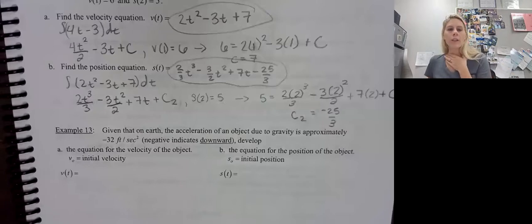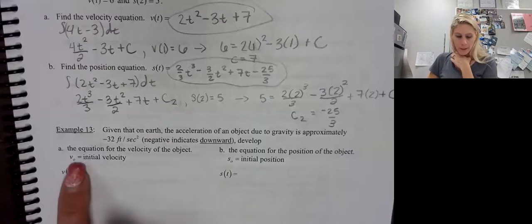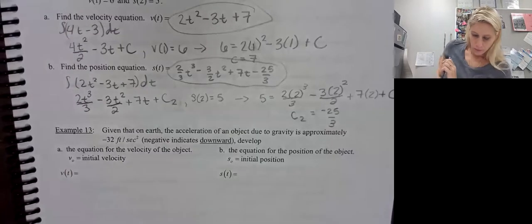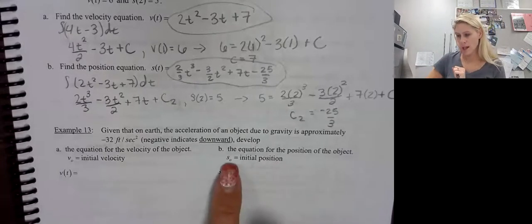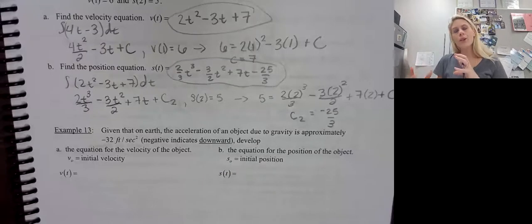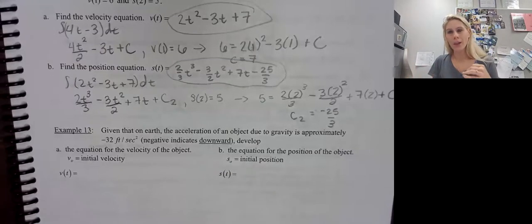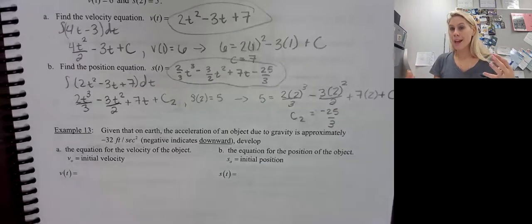Find the equation for the velocity of the object, with the initial velocity v sub 0, and again, the initial position is s sub 0. So in physics, you might have been told, hey, this is your equation with standard position and standard velocity, and you didn't know where that came from, but now you will.